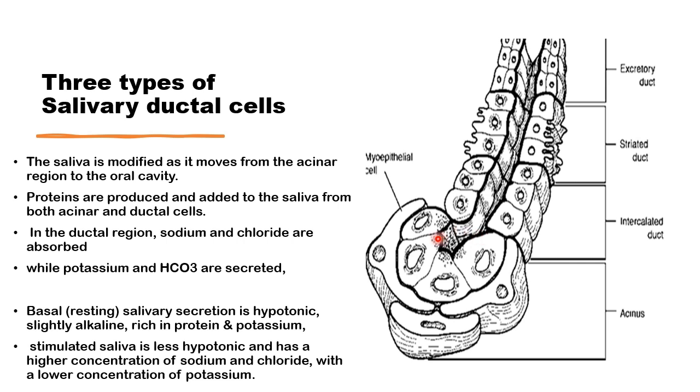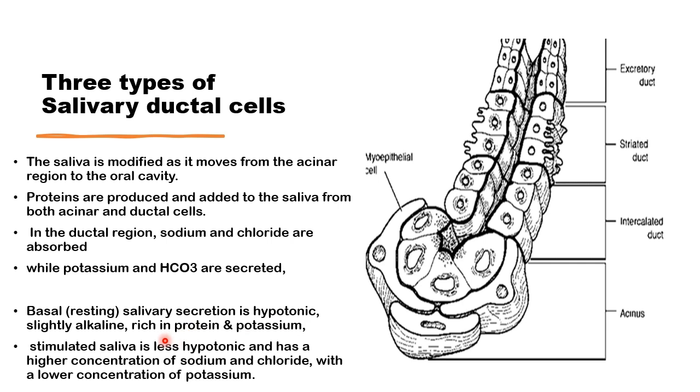In the basal saliva, without stimulation, the resting saliva, saliva would be hypotonic, slightly alkaline due to the bicarbonate in the saliva, and will be rich in protein and the potassium secreted through the duct system.